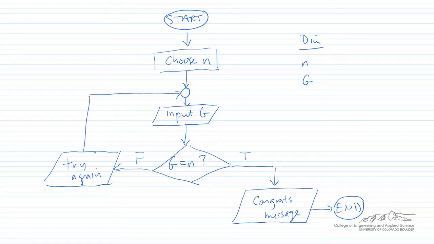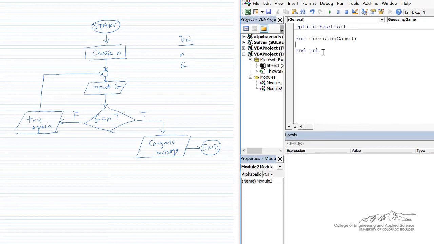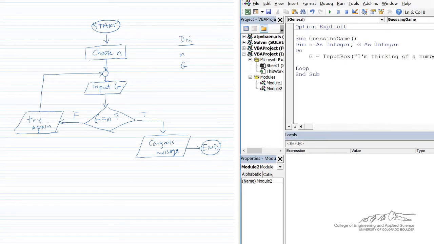So this is the code that we're going to implement for this guessing game. I'm going to name this sub GuessingGame. We dim the two variables, n and g, both as integers. We then enter into the loop. And the first thing that happens inside the loop is we ask the user for their guess in an input box. So, I'm thinking of a number between 1 and 10. What's your guess?